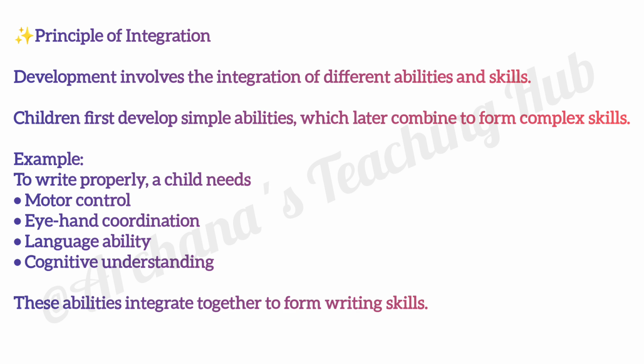Principle of integration. Development involves the integration of different abilities and skills. Children first develop simple abilities, which later combine to form complex skills. For example, to write properly, a child needs motor control, eye-hand coordination, language ability, and cognitive understanding. These abilities integrate together to form writing skills.